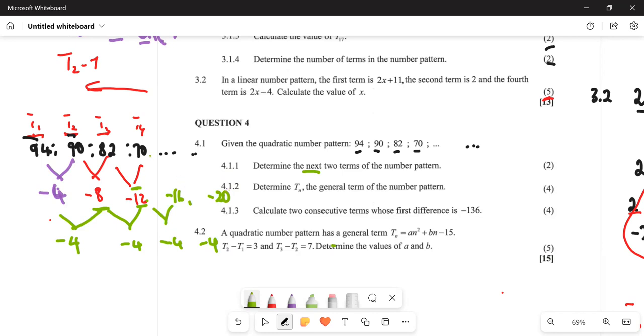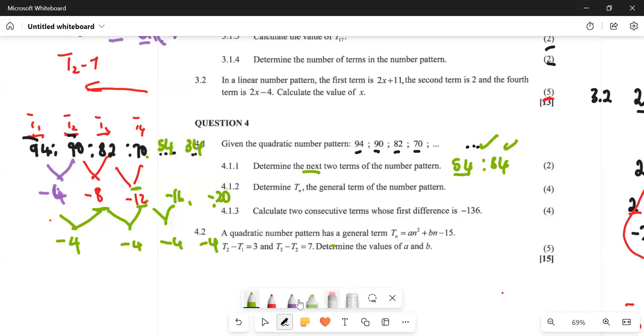So 70 plus minus 16 is 54. And then 54 plus minus 20 is 34. So your next two terms are 54 and 34.